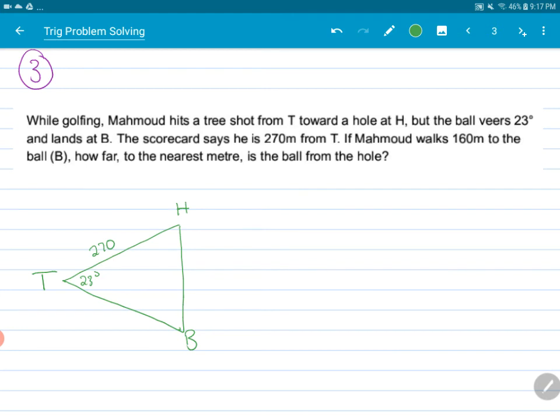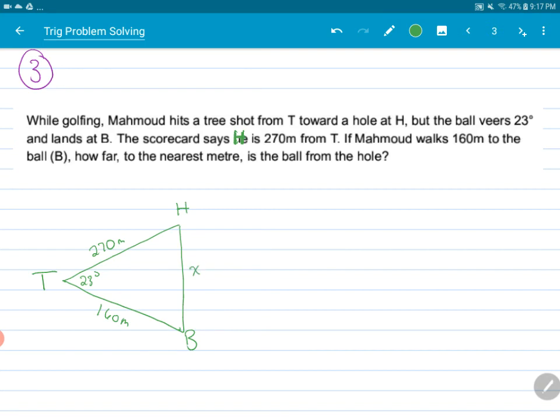Then by he, that's actually supposed to be H. So let's just change that. There we go. H is 270 meters from T. If Mahmoud walks 160 meters to the ball B, how far, to the nearest meter, is the ball from the hole? So we are trying to find out this length here.